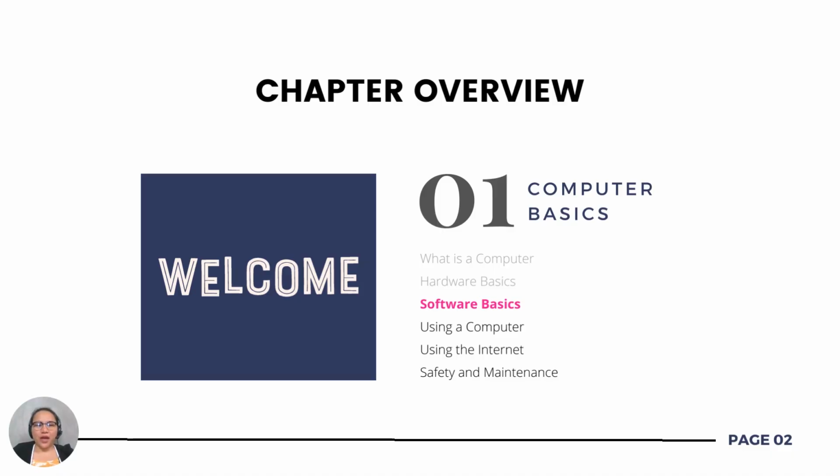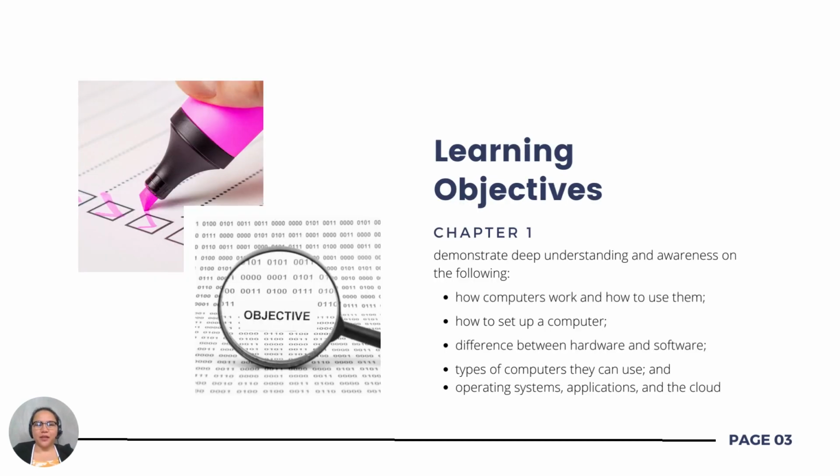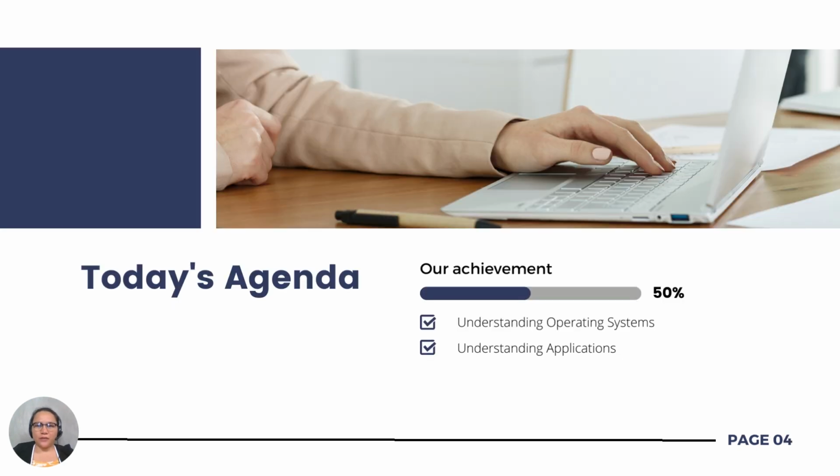So we are halfway through Chapter 1, and for this video lesson, we will talk about software basics. After completing Lesson 3, you should be able to demonstrate deep understanding and deep awareness of how operating systems and computer applications work. This video lesson will specifically cover the definition of operating system, the job of operating system, the types of operating system, and the definition and types of computer applications.